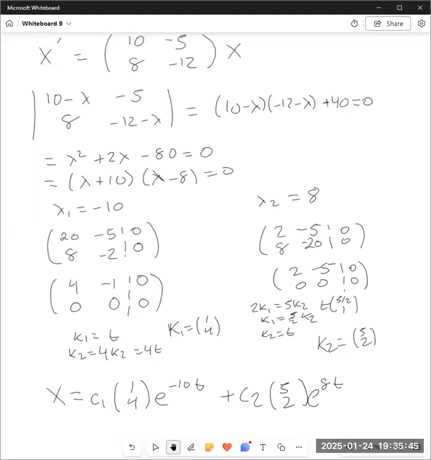I'll come back next time and do some problems from 8.2.2, which is repeated real eigenvalues. And that's a little bit more of a process with that. So we'll do that separately. But that's the basic idea.